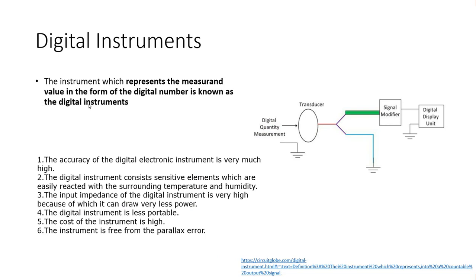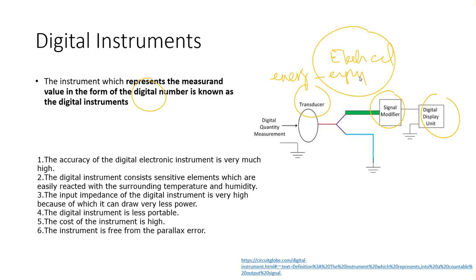Digital instruments represent values in the form of digits, numbers, and are therefore known as digital. The data is fed into the instrument using a transducer, which converts one type of energy to another, mostly to electrical energy. This electrical energy is then modeled in some signal shaper, etc., and then displayed. The accuracy of digital electronic instruments is very high because a reading that is calibrated once will always be the same, as there is no needle in it.